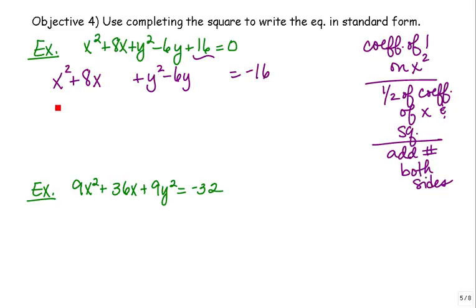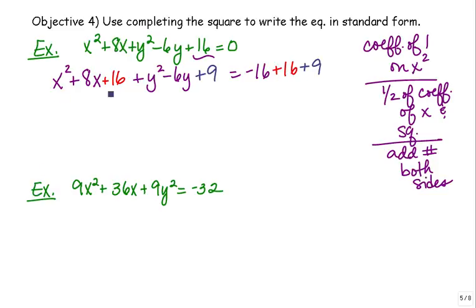So when we look at x squared plus 8x, what number would complete the square? Right, we have to take half of 8. Half of 8 is 4. 4 squared is 16. So we have to add 16 to both sides. Then we have to do what? To complete the square on y squared minus 6y, we have to take half of 6, which is 3. Squared would be 9, and we add it to both sides.